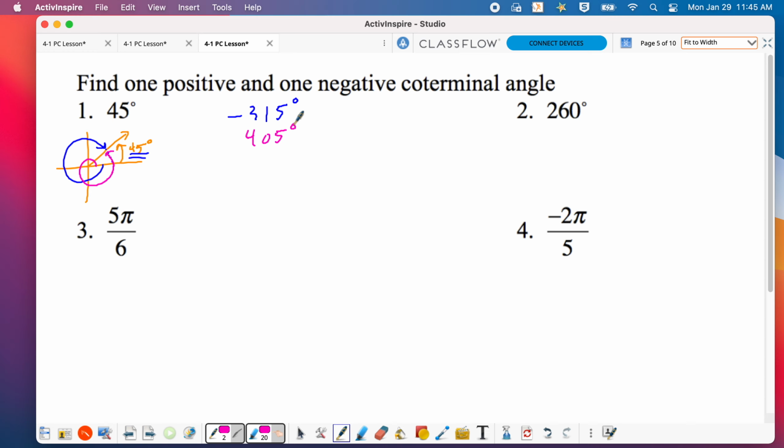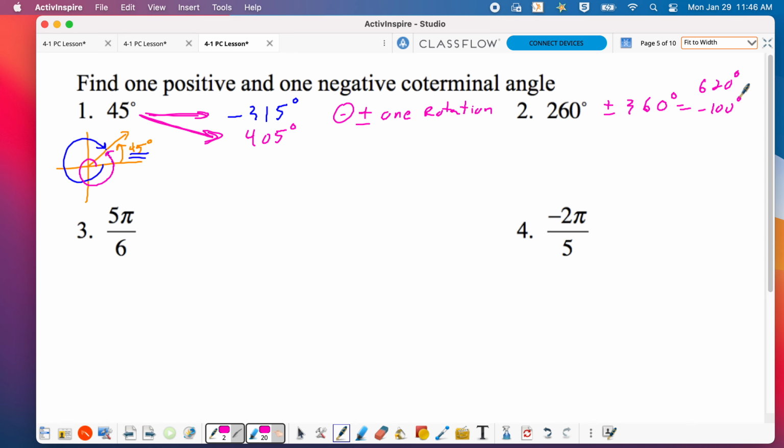All right, now looking at that, from 45 to these two angles, what I'm going to do to find a positive and a negative is I'm going to take my theta, and I'm going to add and subtract one rotation. Because 45 minus 360 is negative 315, 45 plus 360 is 405. All right, so try number 2, 260 degrees. I'm going to add and subtract 360 degrees, one rotation, and I get 620 and negative 100 degrees.